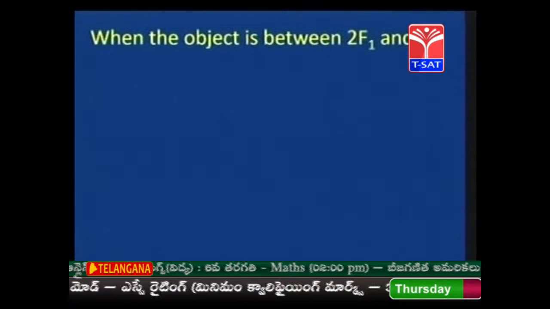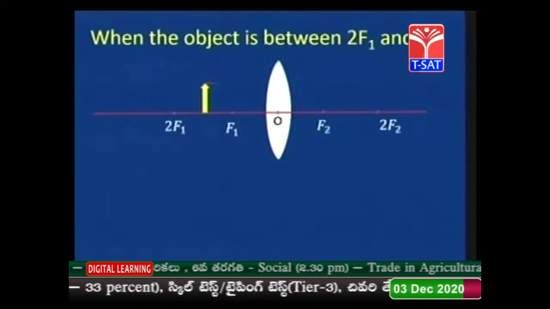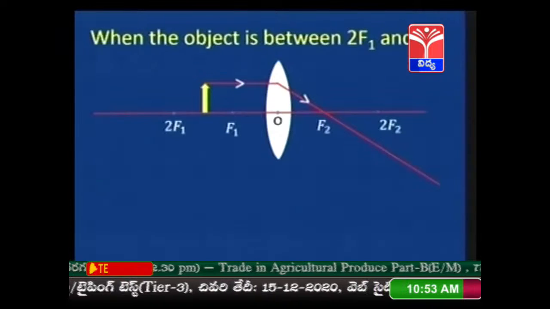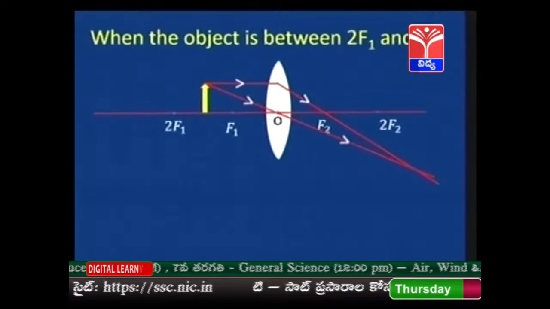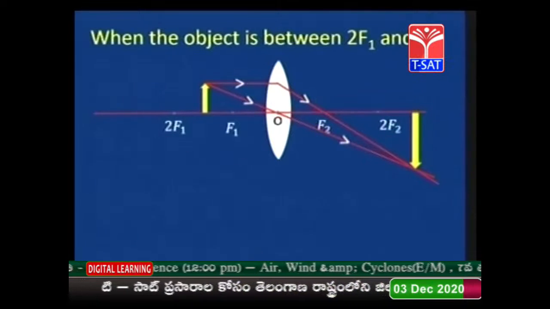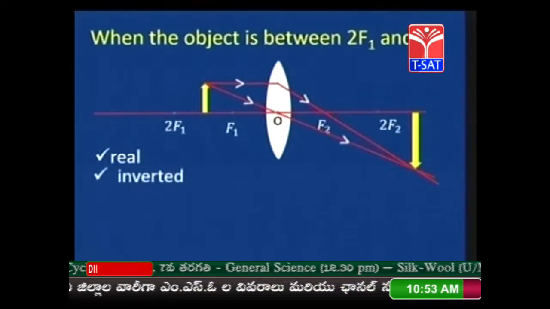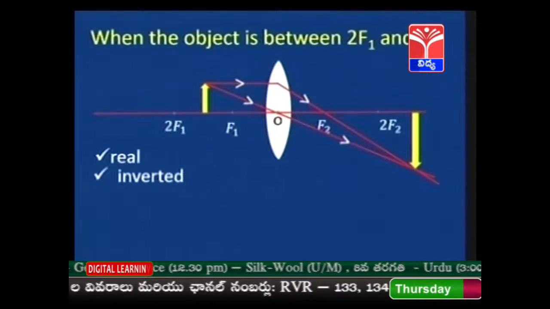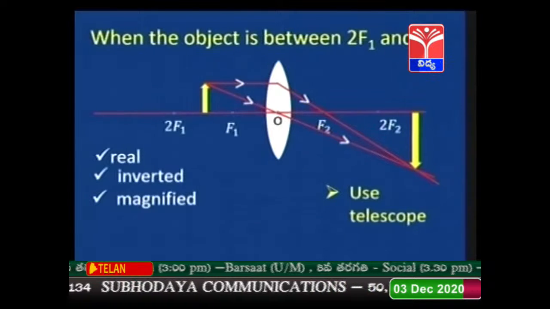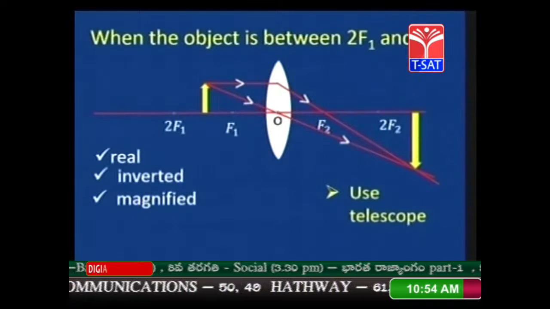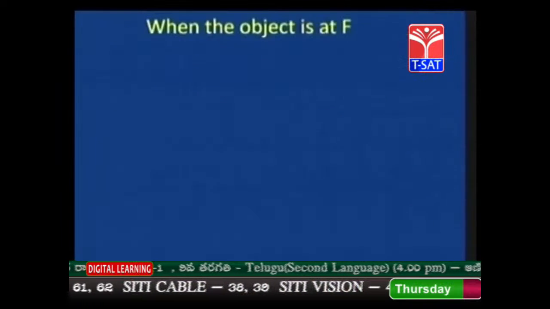Now dear children, when the object is between 2F1 and F1, this is a parallel light ray passing through the focus, and another light ray. These two light rays are going to meet at this point, which is real, inverted. Is it diminished or magnified? It is a magnified image. So this is used in a telescope. This phenomenon of getting the image is used in telescopes.